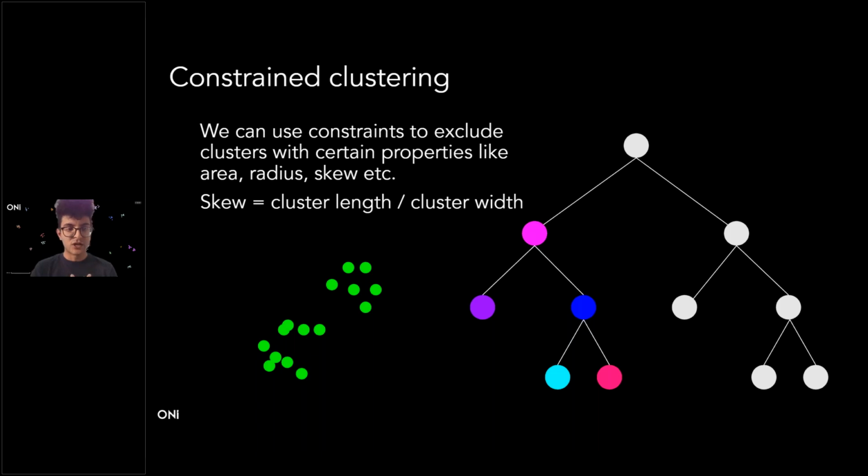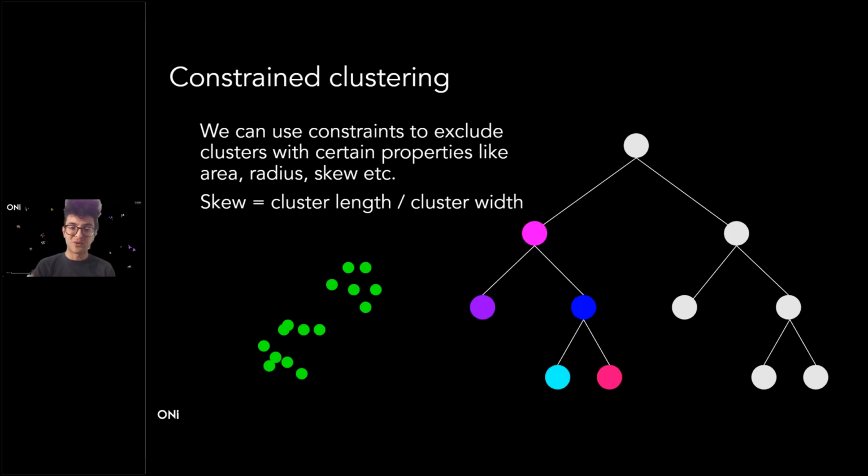Skew is a measure of how stretched out a cluster is, how long and thin it is. The way we do that is we take the length of a cluster along its longest dimension, and we divide that length by the width. If you have a round or square cluster, the length and the width are going to be pretty similar, so they're going to be around 1. But if your longest dimension is 10 times as long as the cluster is wide, then you have a very long and thin cluster, and you divide that 10 by that 1 to get a higher skew value. So this is something we can do.